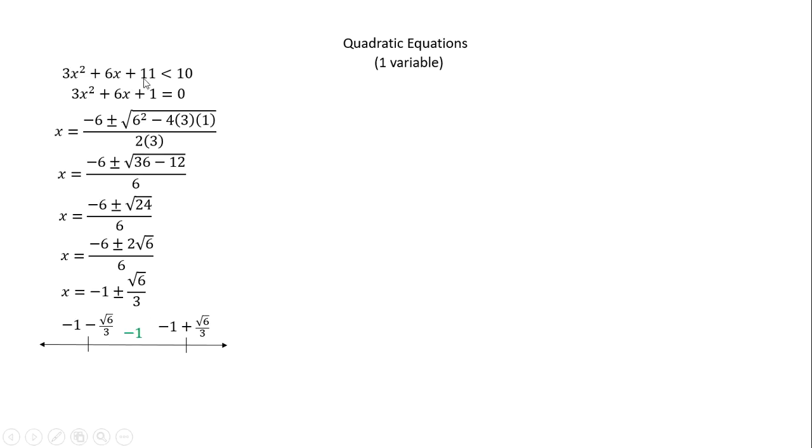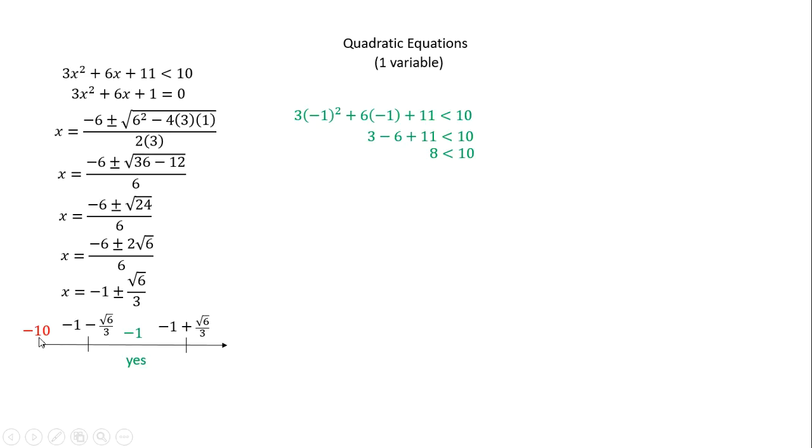At this point, we weren't able to factor, so we'll just have to plug it into the top one. 3 times negative 1 squared, plus 6 times negative 1, plus 11. We can simplify that. 3 minus 6 plus 11 is 8. Is 8 less than 10? Sure enough, it is. So here it works in the middle. Chances are it's not going to work on the outside. Let's try it. So we can find a number outside, negative 10.